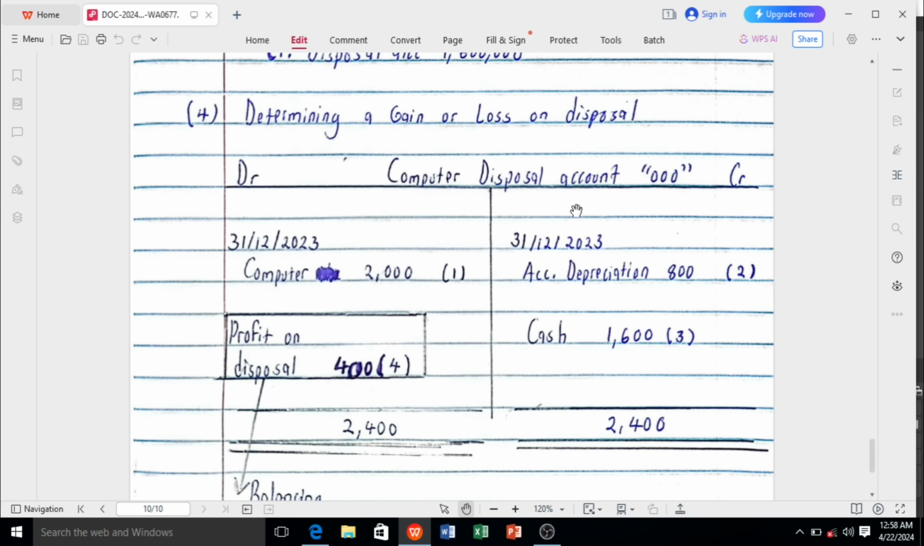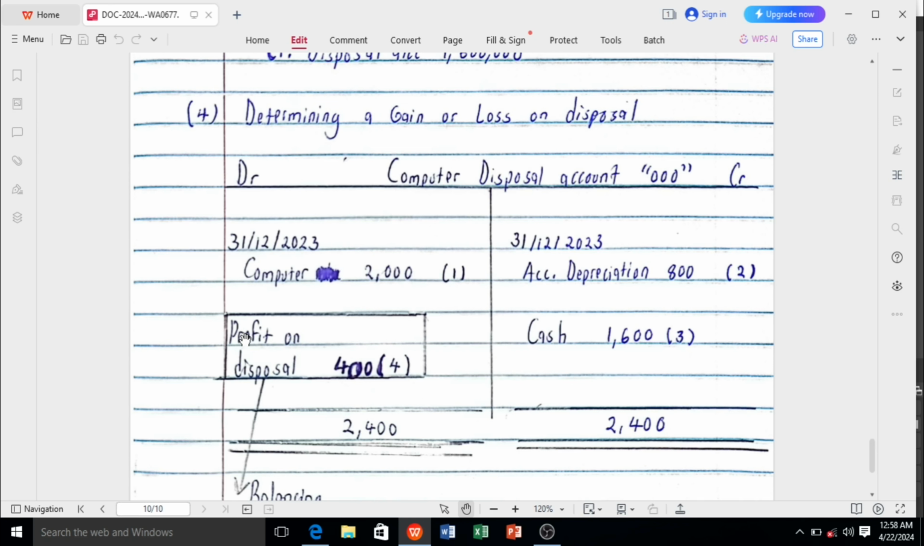Then I told you, in order to determine a gain or a loss on disposal, which is going to be step number 4, we shall have to see which one is the balancing figure. So when I add this and this, I get 2,400, and then when I add this, you realize that this figure is less and this one is more. So this side will have a balancing figure, which will be 400.